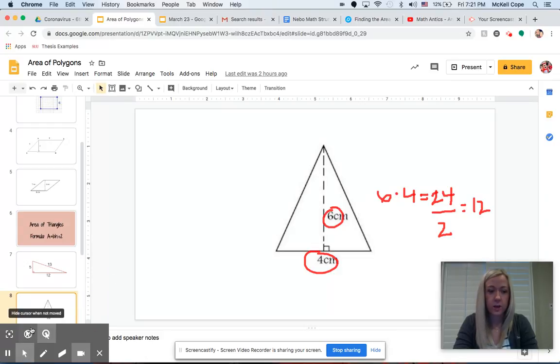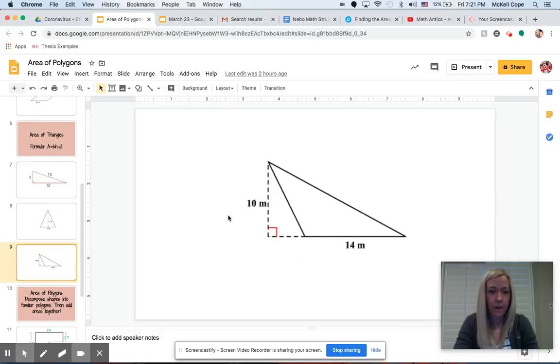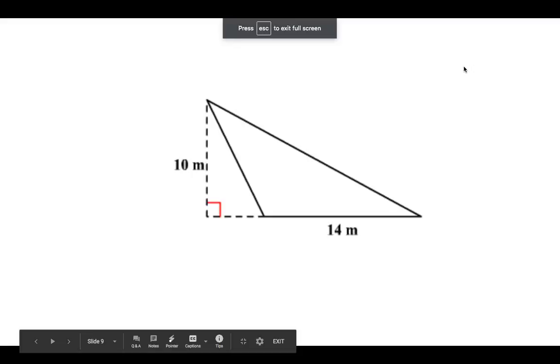All right, let's try one more here. Okay, go ahead and get out your pencil and let's try this one out. Go ahead and push pause.